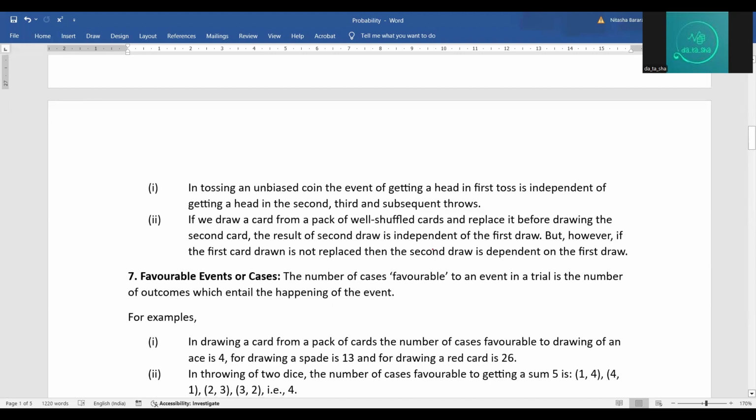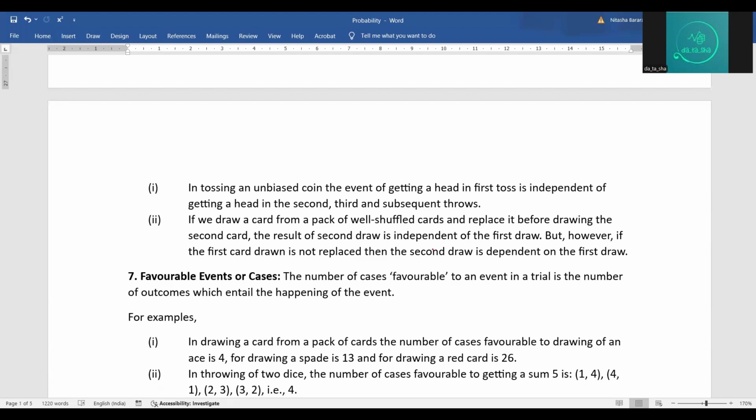Similarly, if from a pack of 52 cards, you are drawing multiple cards, maybe I want to draw two cards. Whatever you draw in the first card, maybe you have drawn the King of Hearts, the second card is not dependent upon the first card because you are drawing it randomly. So the second card could be an ace, the second card could be 10 of any suit. So it is not dependent. Those are known as independent events. And obviously, when we can see certain dependency, then we say that those events are dependent events.